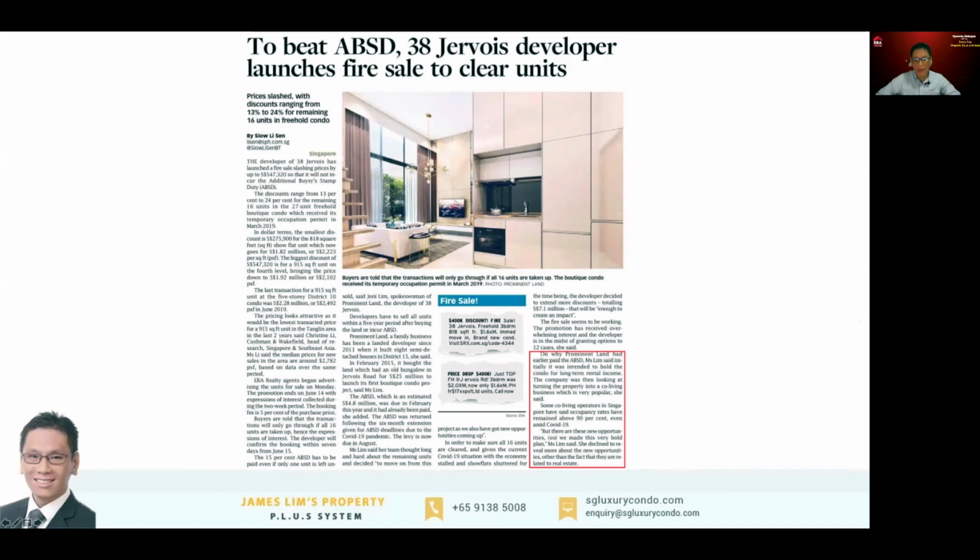Last but not least, I would like to highlight the last statement. For this development, 38 Jovois, the developer actually paid ABSD for it at the beginning. So their intention was to hold the condo for long-term rental. However, the company started to restructure. Initially they wanted to turn the property into a co-living business and rent it out. But then again, because of new opportunities, they want to take the money and buy new land to develop. So it's something like a company restructuring. Hence, they decided that because of new opportunities out there, they would rather clear and sell all these units, and then buy land and build and develop.